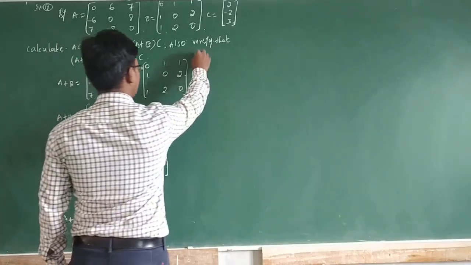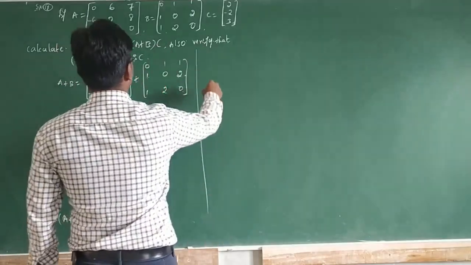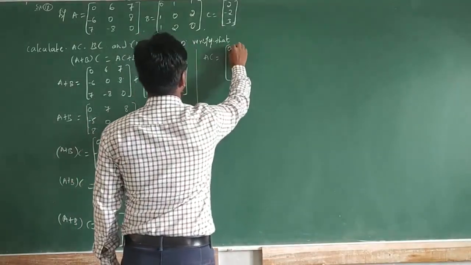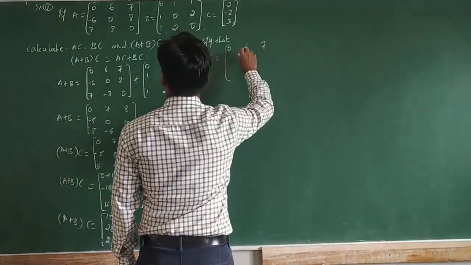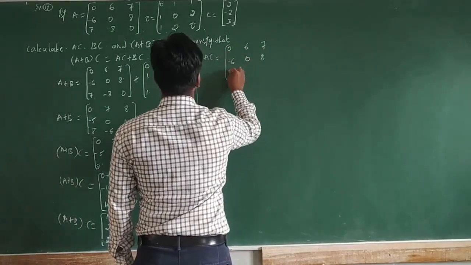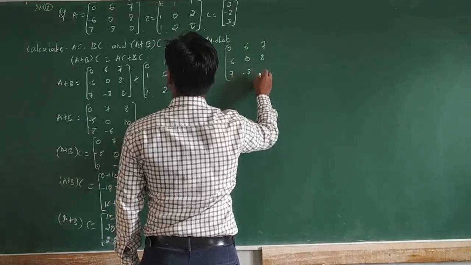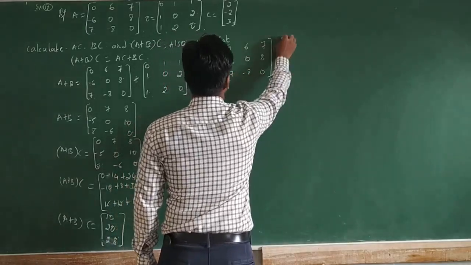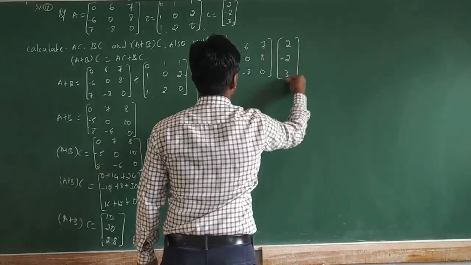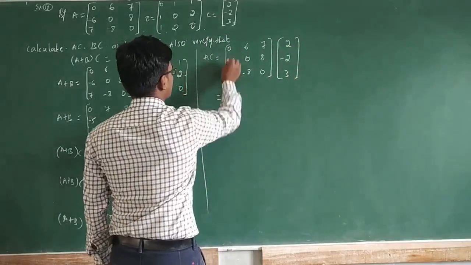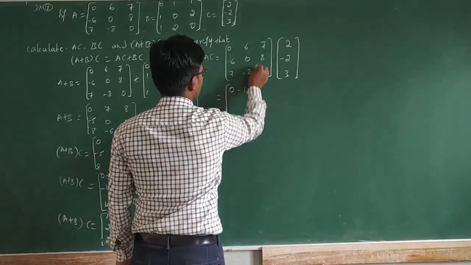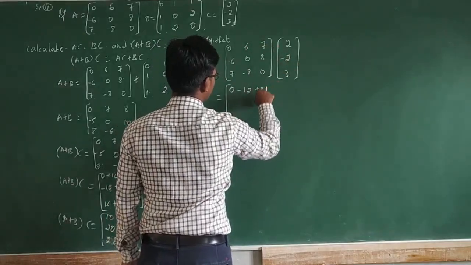Next, AC is equal to matrix A, which is 0, 6, 7, minus 6, 0, 8, 7, minus 8, 0, into C matrix, which is 2, minus 2, 3. So which is equal to multiply: 0 into 2 is 0, 6 into minus 2 is minus 12, 7 into 3 is plus 21.